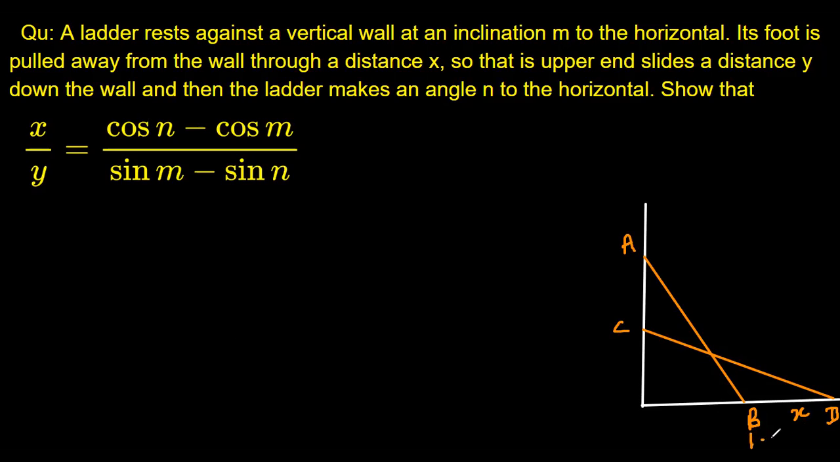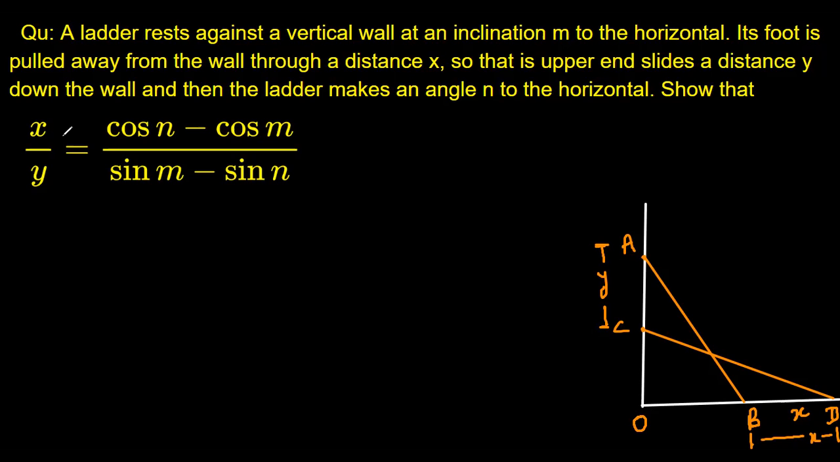The distance from here to this point is x. And it's sliding down by y unit, means this distance CA over there is y unit, from A to C, this distance. Let's see, this point is O here.